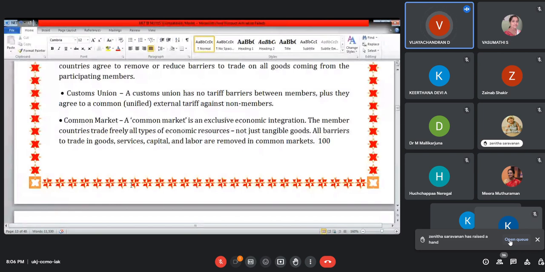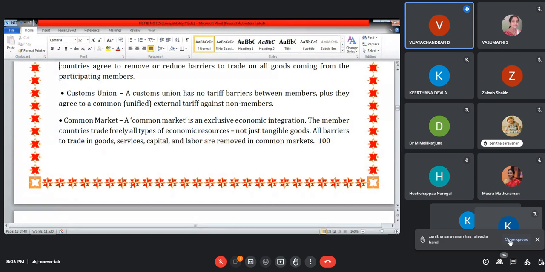Again, I am telling, customs union means a group of countries that trade among themselves. If they are trading between the member countries, no problem, there will be zero tax. Tax, I am saying for understanding; you should say tariff. But in the case of non-members, they will charge a high percentage of tariff. That is customs union.